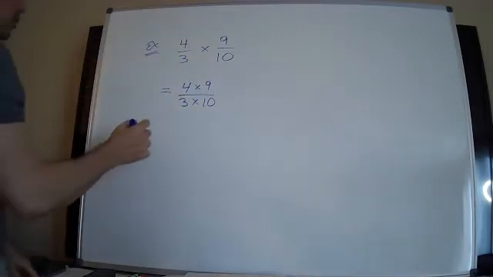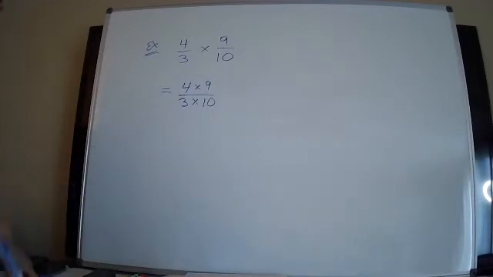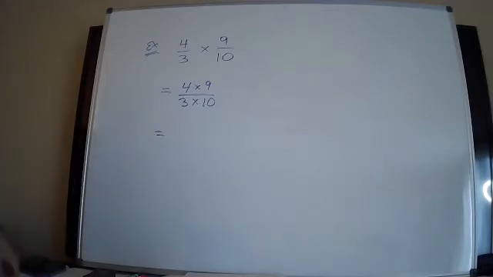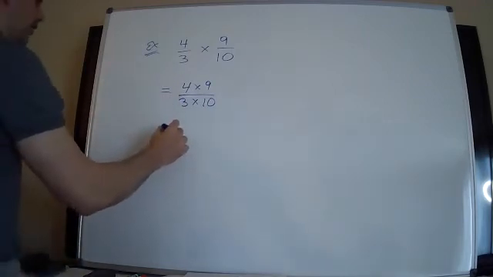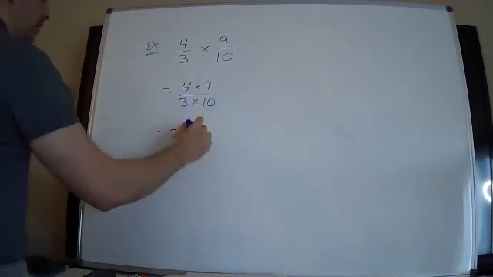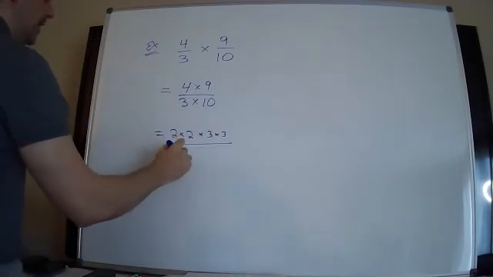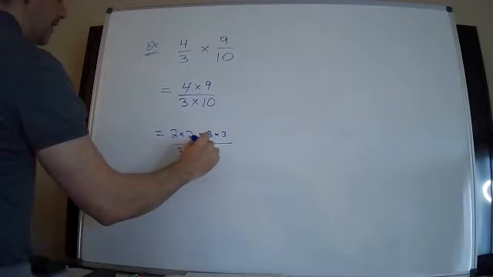So you can do it one of two ways, and I'm going to do it both ways. And you do whatever you're comfortable with. For some of you, what I'm going to do first might be a better idea for you. I'm going to write all the numbers as smaller numbers. So look, I'm going to write 4 as 2 times 2. I'm going to write 9 as 3 times 3. 3 I'm going to leave there, and 10 I'm going to write as 5 times 2.